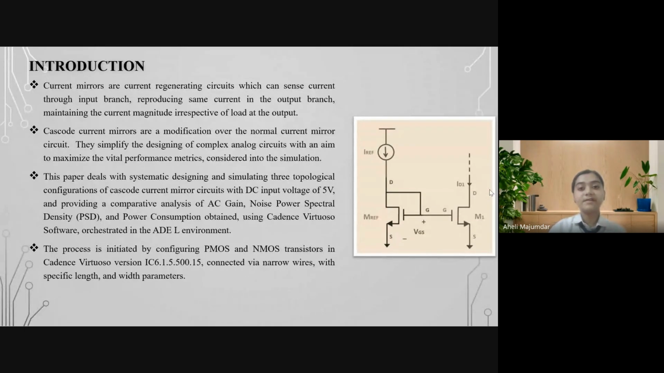Since these aforementioned parameter values and circuits readily improve the performance of any circuit, the aim of the paper was to showcase that an improved circuit could be designed in the future with the values obtained. The process was initiated by configuring the PMOS and NMOS transistors in the CMOS technology by connecting them with narrow wires and associating the labels, wire names, and necessary input and output pins.